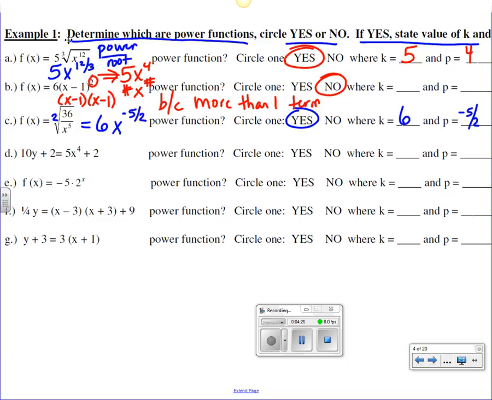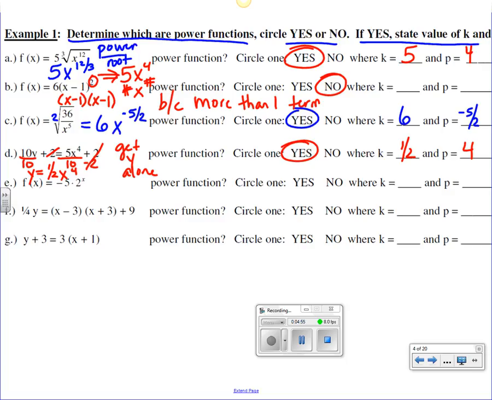All right, on this next example, you need to get y by itself. Okay, you need to get y alone. So you're going to minus 2. Well, that cancels all of those out. And then divide by 10. So you get y equals 1/2 x to the 4th. Okay, that is a power function. And k is 1/2 and p is 4.